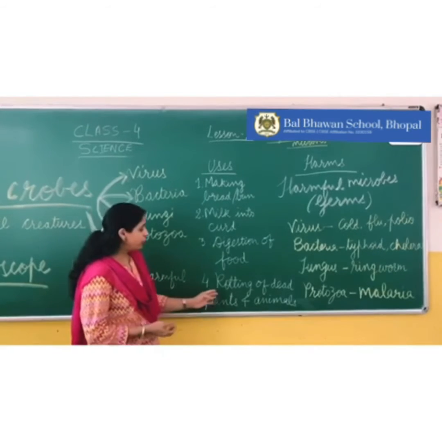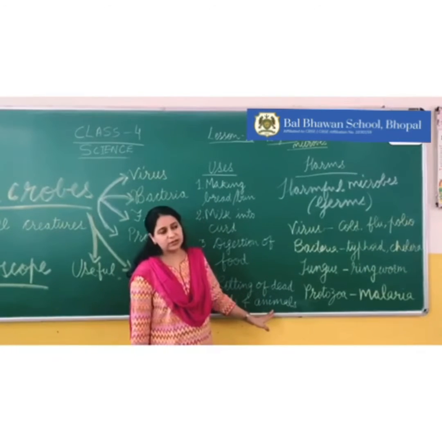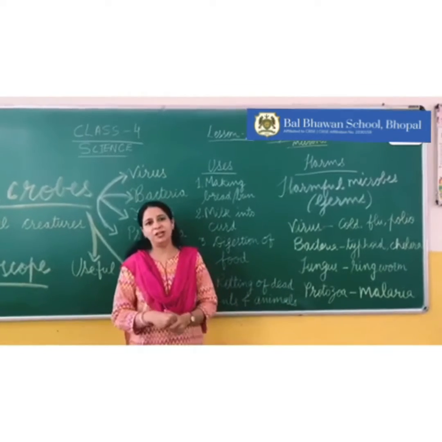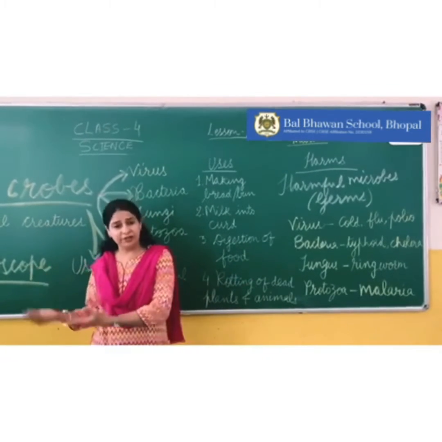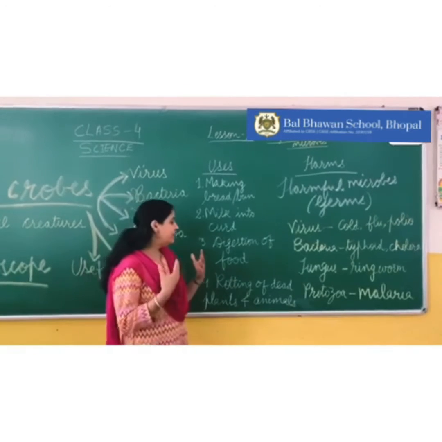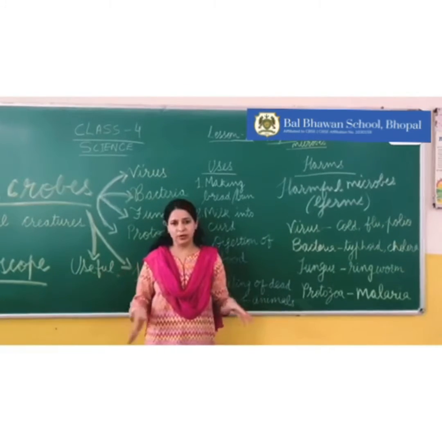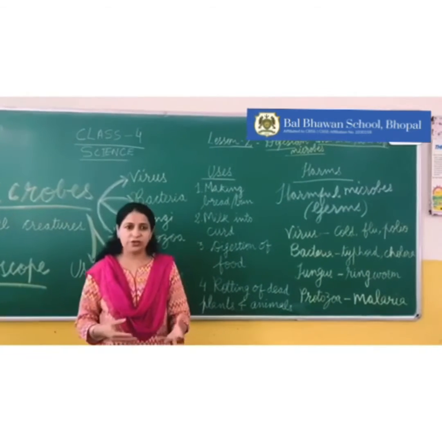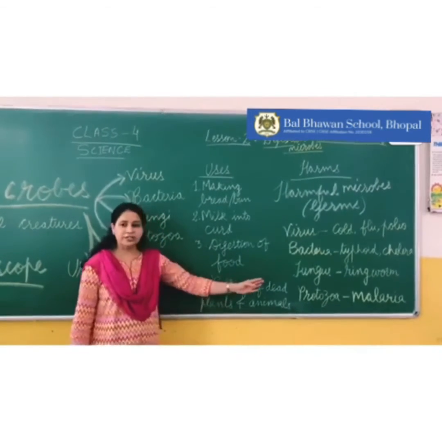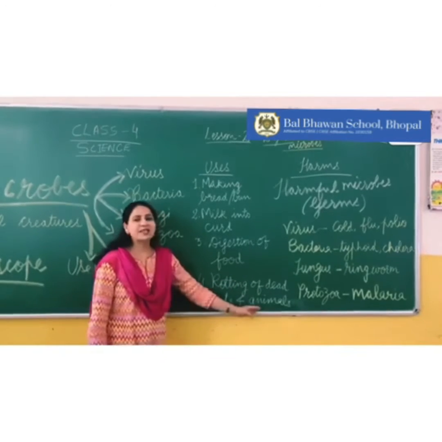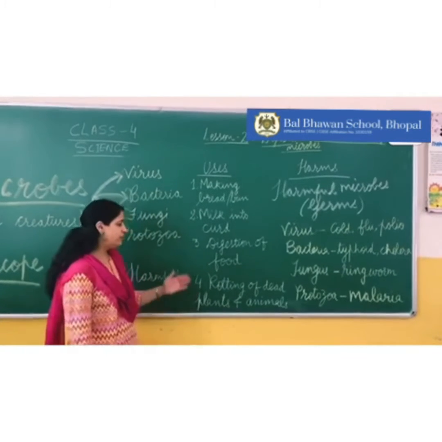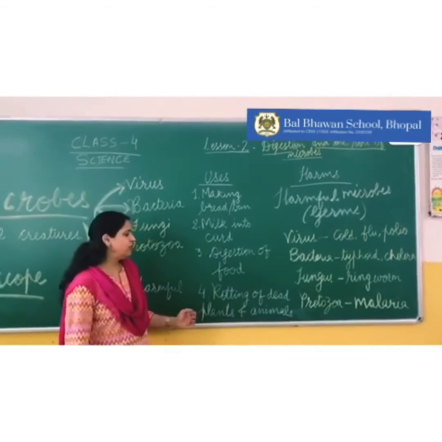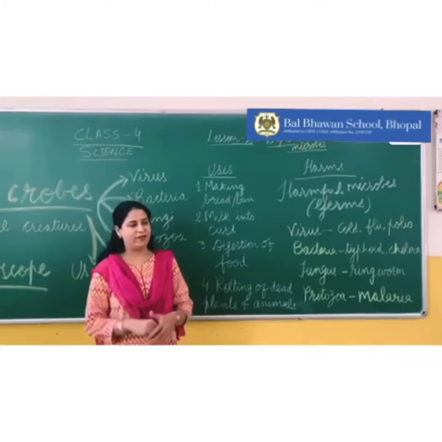Now comes the rotting of dead plants and animals. Had there been no microbes, there would have been a pile of dead bodies of plants, animals and even humans. So, the microbes help in cleaning our environment. They act as decomposers. They decompose the dead bodies of plants, animals and humans. Certain bacteria, certain fungus, help in decomposition of these bodies and help in cleaning the environment.